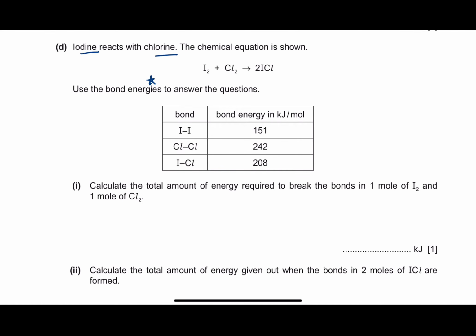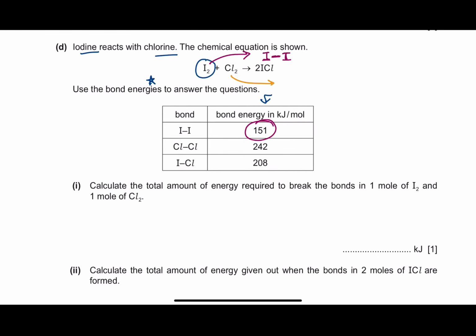So for this type of question, usually they will already give you the value for the bond energy for each bond that is present in this reaction. So for example, the first one you have I2. I2 means the iodine is bonded in a way whereby you have two iodine atoms attached to each other with a single bond. And this single bond value is 151 kilojoule per mole.